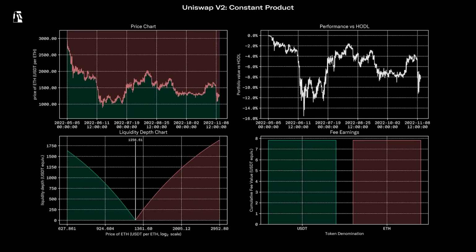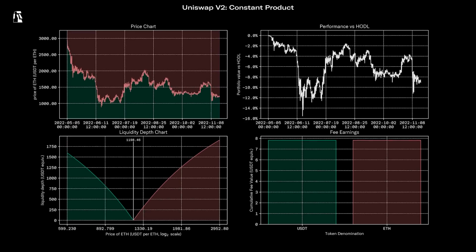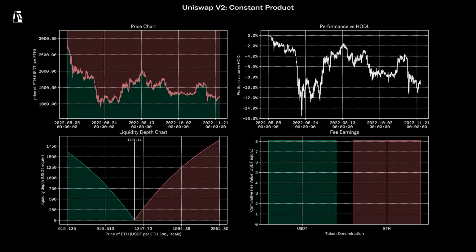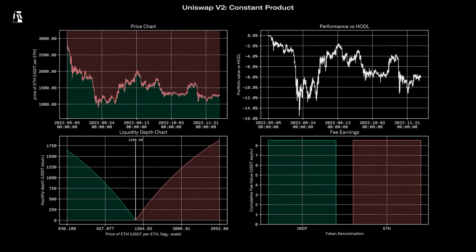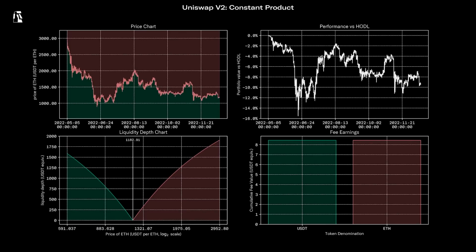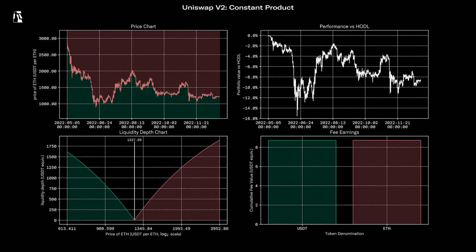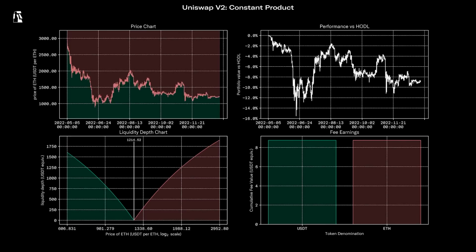The bottom left is the depth chart. This tells us how much liquidity there is at any given price. Notice that towards the middle of the depth chart, where the actual price is, there isn't that much liquidity. This is the main problem with UniV2, and when we look at the UniV3 charts later, it will be very obvious why concentrated liquidity is so revolutionary.